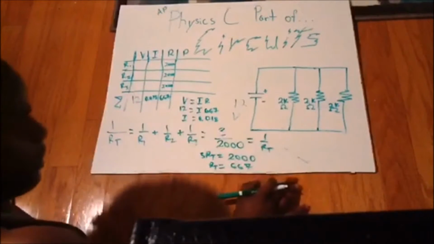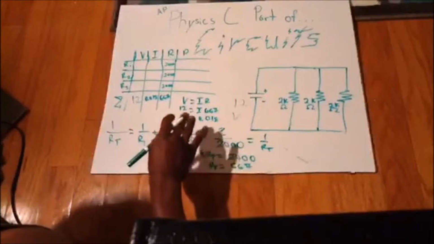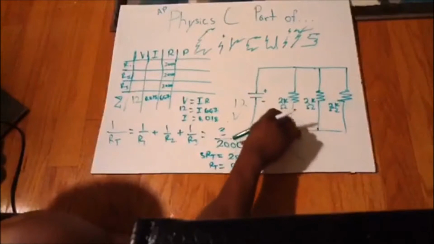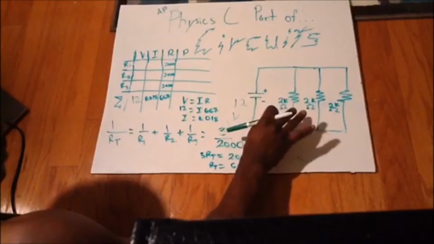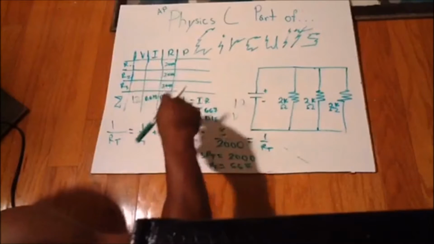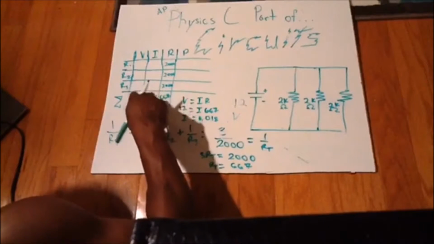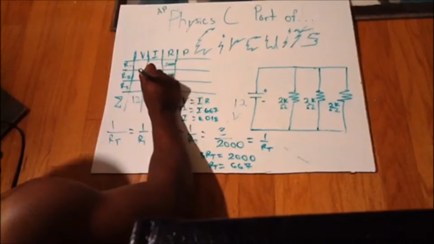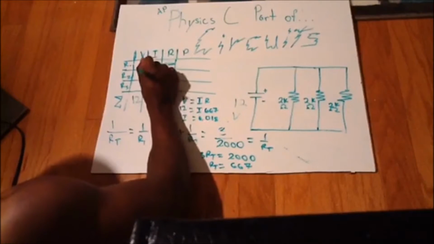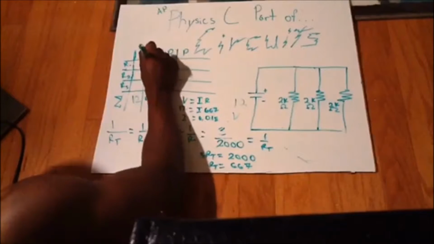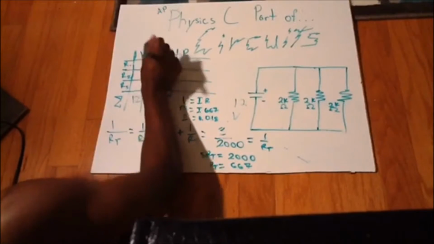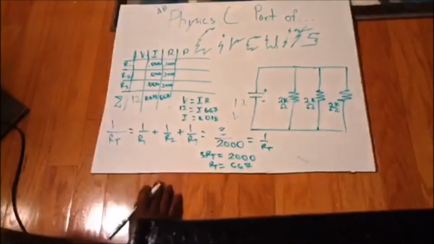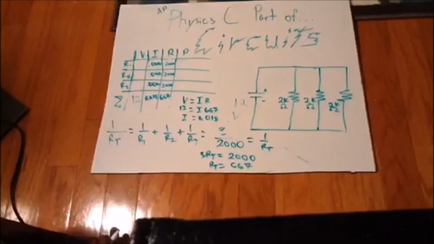And since this is a parallel circuit, the current is not the same throughout. But since there are 3 resistors all of the same resistance, the current will be split 3 ways evenly. So this is going to be 0.006, 0.006, and 0.006.